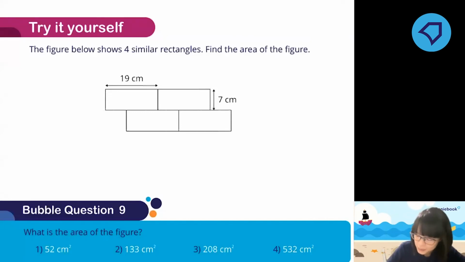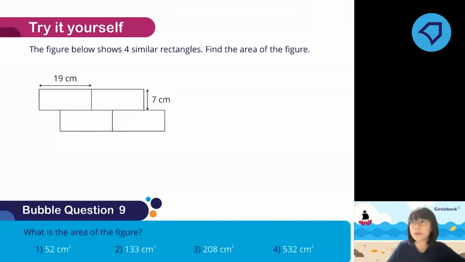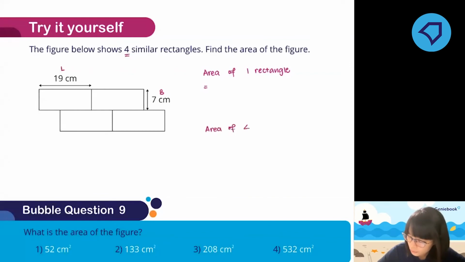All right, so for those of you who might need a little bit of help, let me help you, okay? So the first thing we need to do is to find the area of one rectangle. This is the length and this is the breadth. So you should be able to find the area of one rectangle already. From here, you have 4 similar rectangles. So find the area of 4 rectangles. It's just 2 steps. So make sure you do your multiplication correctly, okay?